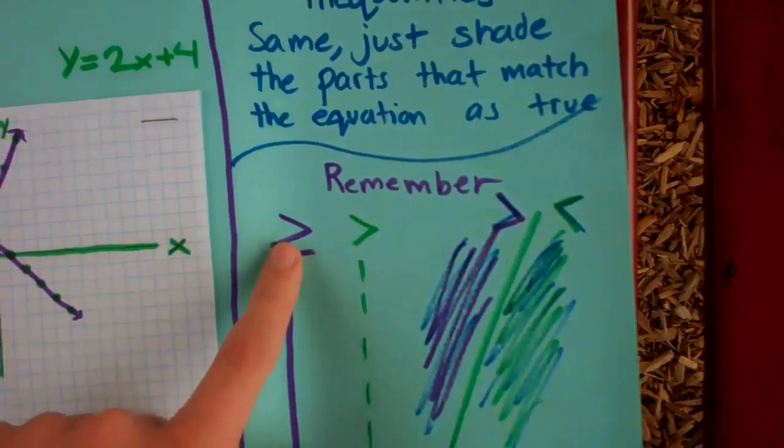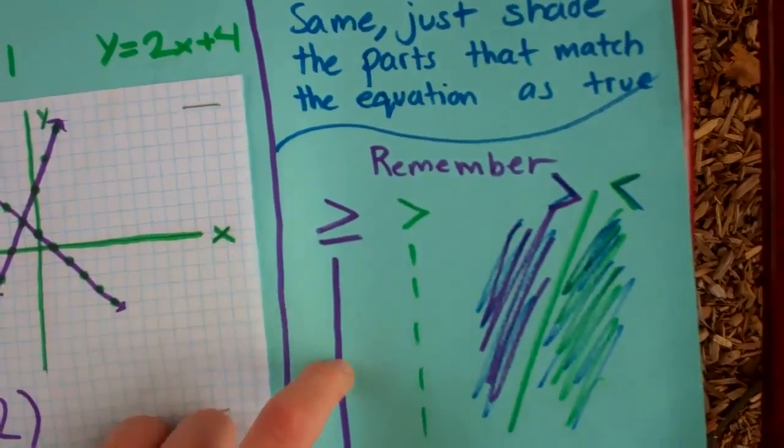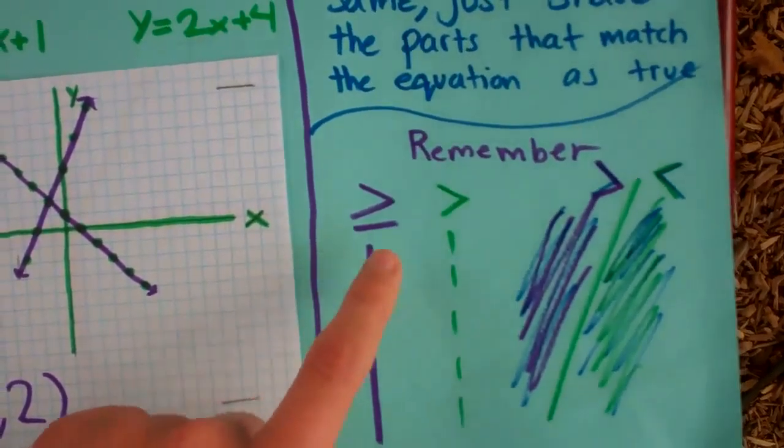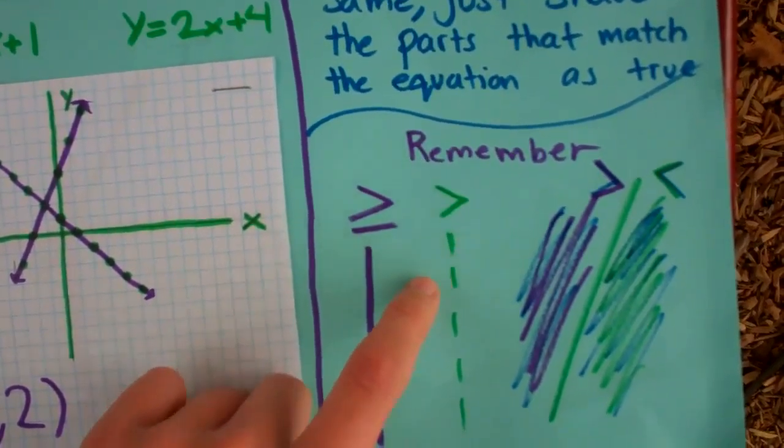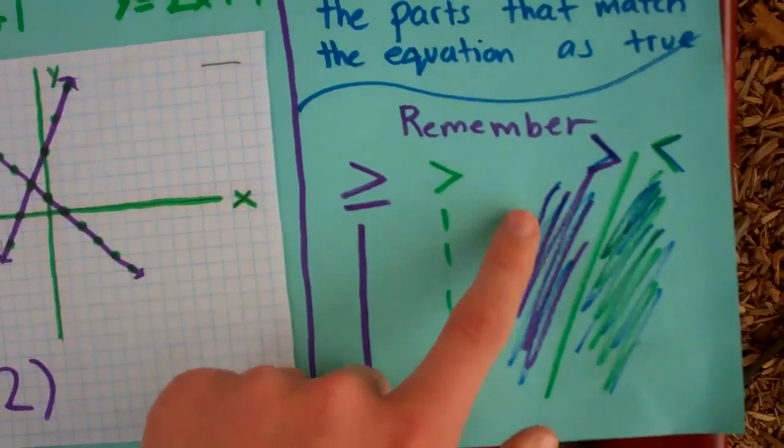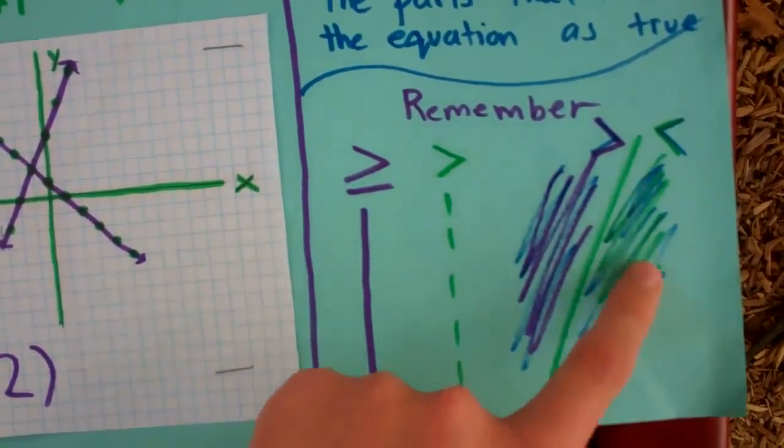If it's equal to or less than, or greater than, you're going to use a solid line. If it's just less than, you're going to use a dotted line. If it's this side, you shade in this end, and if it's this side, you shade in this end.